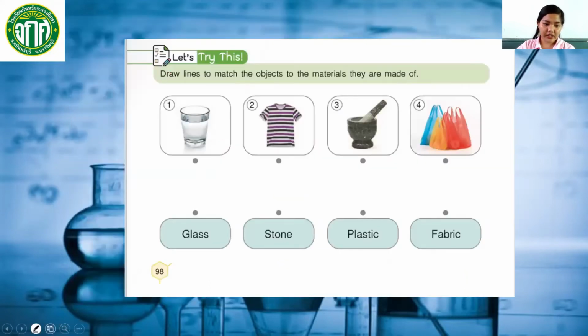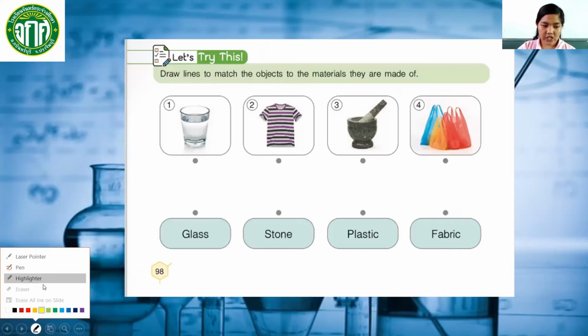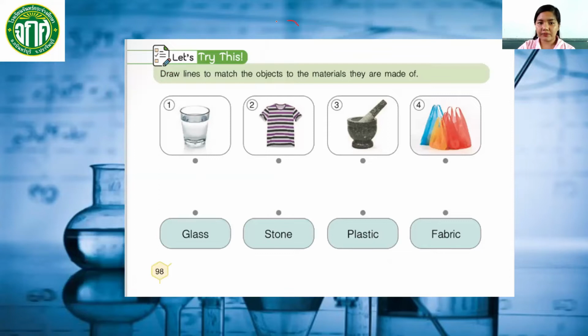We have here an activity in page 98. Please go to page 98. Draw lines to match the objects to the materials they are made of. In the first picture, this is a drinking glass. This thing is made out of glass.